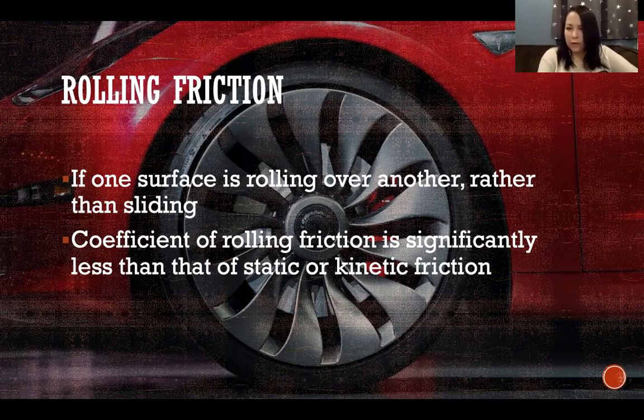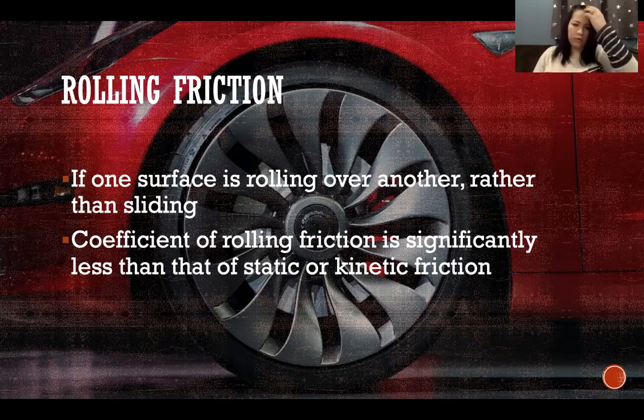So like when you're driving, there's a huge difference between driving normally and the tires are rolling on the ground compared to when you slam on your brakes and your tires are skidding on the ground. Huge difference. Obviously, when we slam on the brakes and our tires are skidding, we're doing that because we're trying to produce more friction and stop the motion of the car.